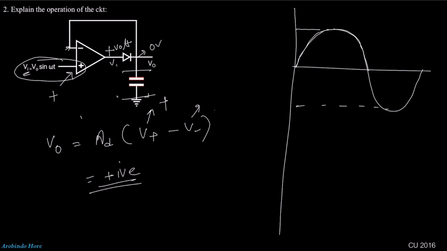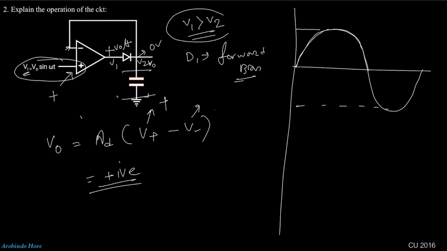If this is V1 and this is V2, then V1 is greater than V2. If V1 is greater than V2, then this diode D1 will be forward biased. As this is the ideal diode, with only this condition the diode is forward biased. But if this is a practical diode, then V1 minus V2 should be greater than 0.7 volt. That means when this input voltage is greater than 0.7 volt, the diode will be turned on. But as this is the ideal case, when Vi just increases from 0 to positive voltage, the diode will be turned on.